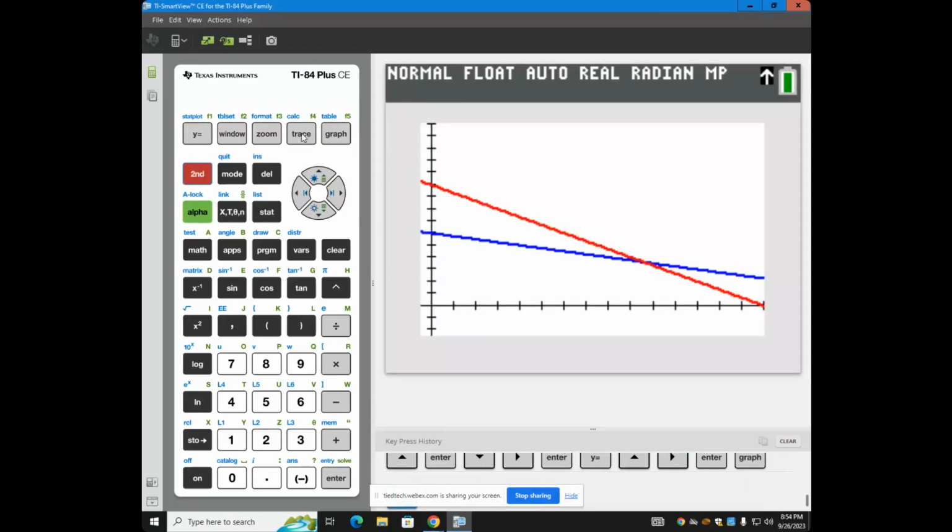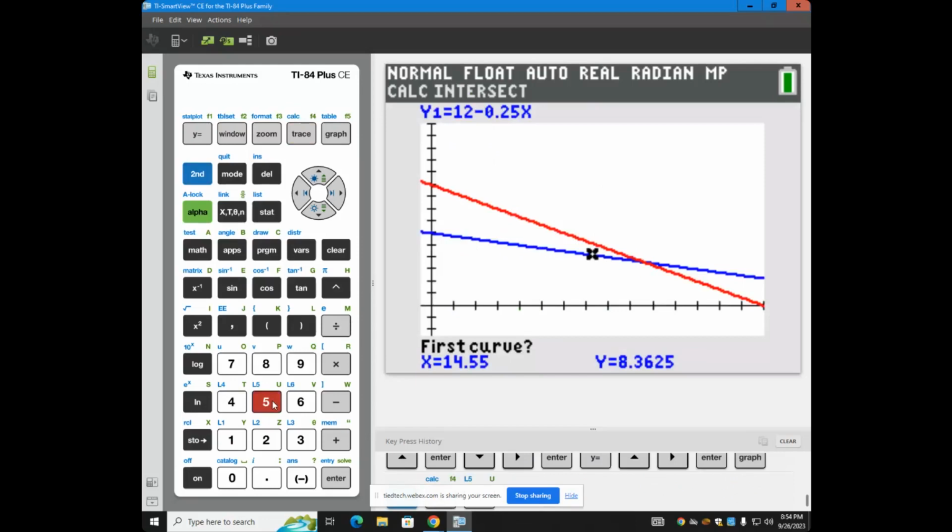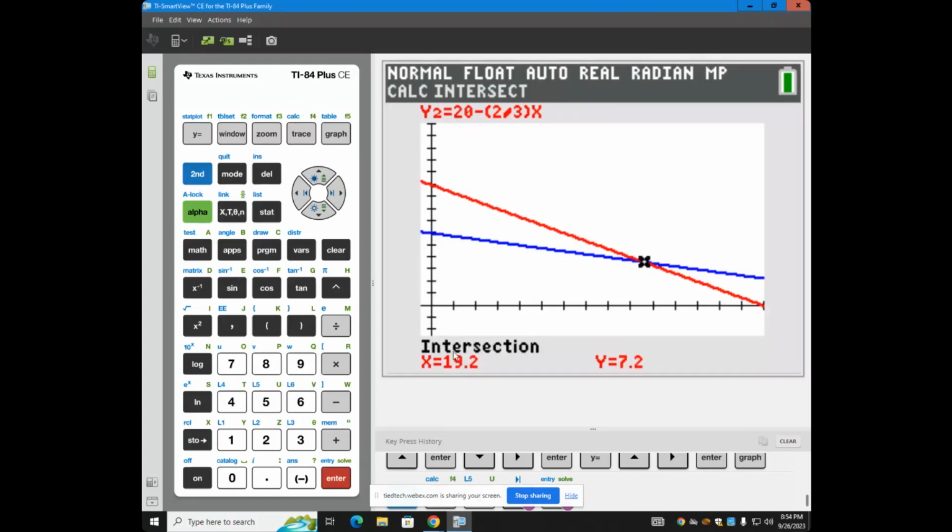So we all know you press second trace to get to the calculate, and this is where you can really see some magic happening. So to find the intersection, you just move close to the points on the first curve, hit enter, enter, enter. And we can see that after about 19 seconds of drinking, they both have about 7.2 ounces left. Okay.